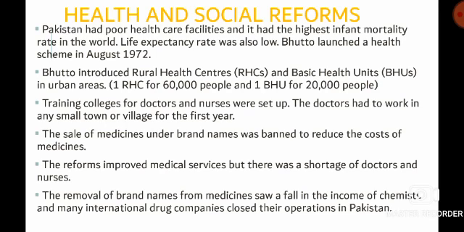So the plan was to set up one rural health center for every 60,000 people and one basic health unit for every 20,000 people. Furthermore, training colleges for doctors and nurses were expected to admit students on merit. So the doctors had to work the first year wherever the government placed them, so that instead of working only in the big cities, they could be assigned a post in any small town or village. The sale of medicines under brand names was also banned by Zulfikar Ali Bhutto's government.